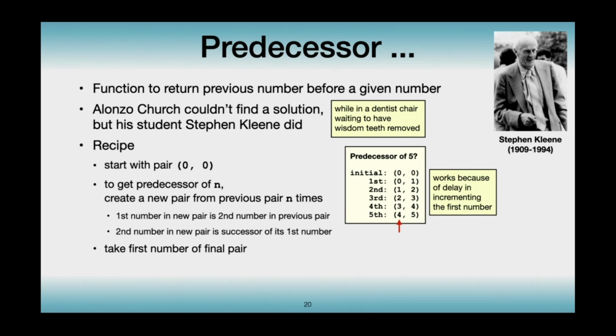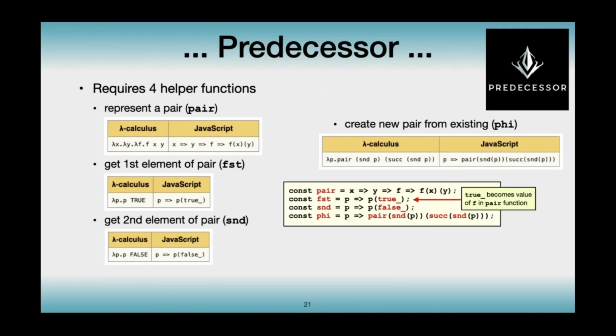Amazing to figure this out in a dentist chair. And also an incredibly inefficient way of finding a predecessor of a number. In fact, implementing this in Lambda Calculus is a little tricky because you actually need to write 4 helper functions to do this. So the first thing I need is a way to represent a pair, because that was what that was based on.